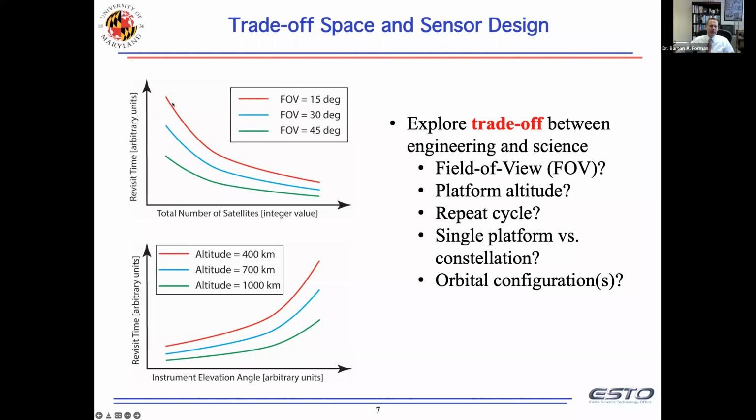But just thinking about the space-time coverage, what I'm showing you here is revisit time. So we would like a short revisit time so we can see the Earth all over with more regularity. And a larger field of view will bring that revisit time down, but there is a trade-off. And of course, as we increase the number of satellites, maybe with 1 satellite or 2 satellites or 3 satellites, if we increase that number, we can reduce the revisit time.